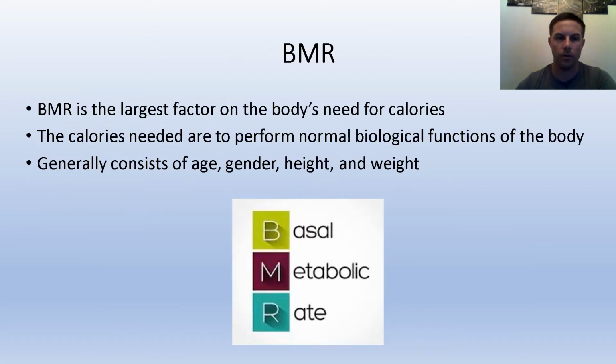So your BMR, your basal metabolic rate, is the largest factor of your daily caloric needs. Calories needed in this metric are needed to perform the normal physiological and biological activities of your body. Generally, it consists of your age, your gender, your height, and your weight.